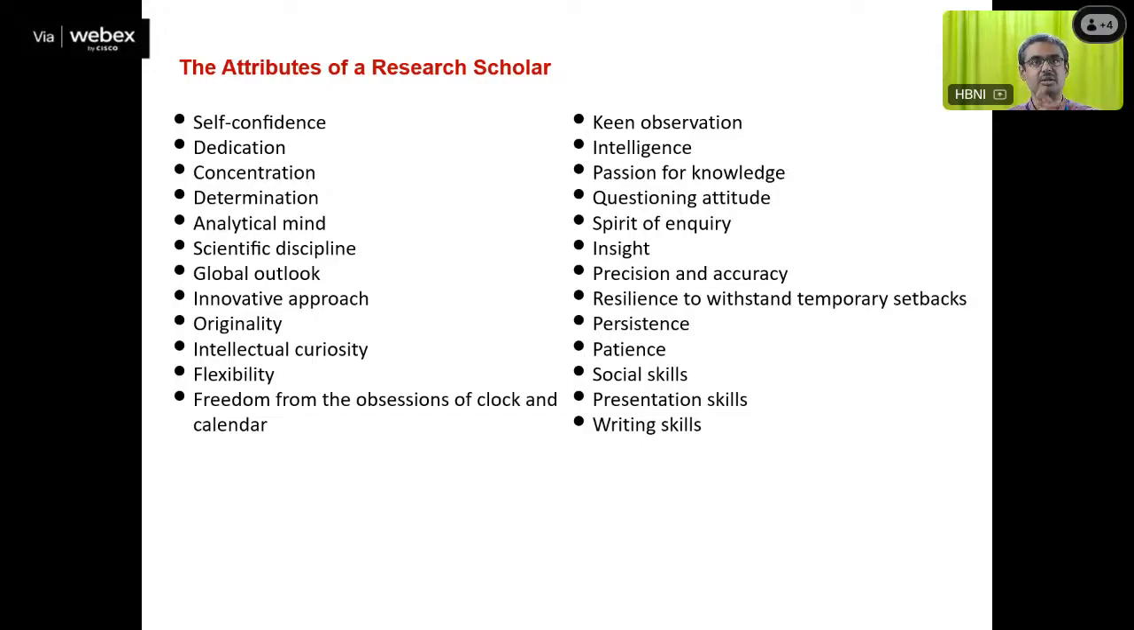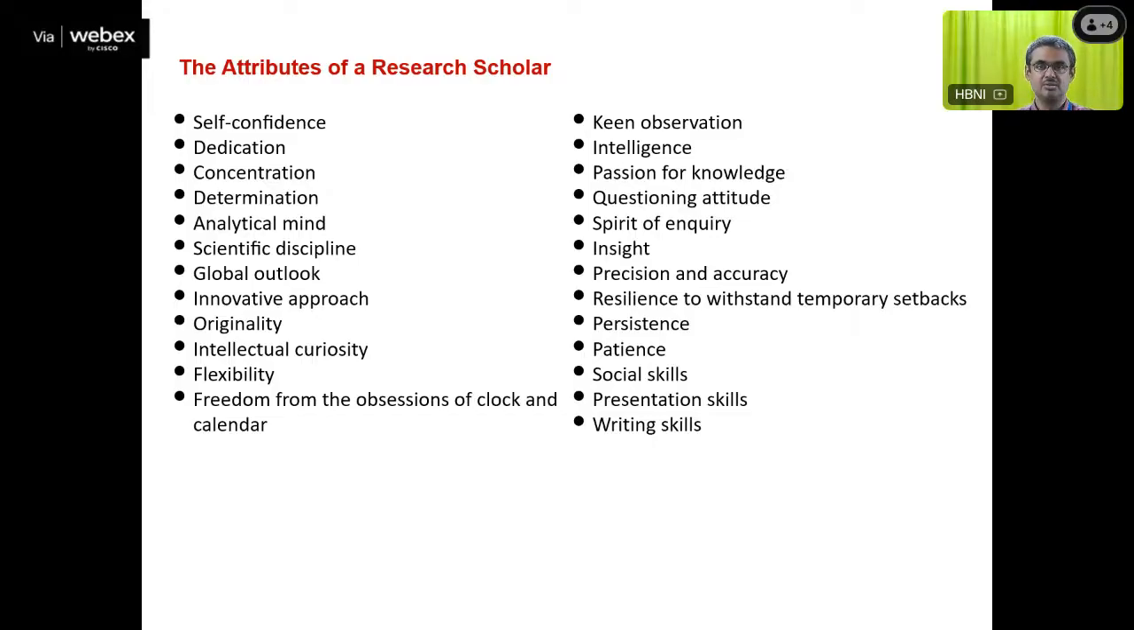Determination. We talked about dedication; determination is another attribute that a researcher must have. Research is a very difficult profession, but very interesting and very suitable for people who are dedicated, concentrated, and determined, and have an analytical mind. Determination means that at certain times you will get good results, good data collection, and good journal outputs. Sometimes it may not be so, but we are determined. We have to go to the end. Once we start, we have to go to the end.